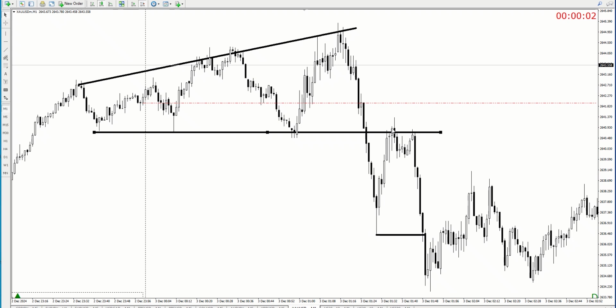As they retested, I waited. They gave me this. I waited. Okay, I waited, and then this is eventually what they gave me. They gave me a super big candle. Okay, so this is the candle I actually took. Okay, this is the candle I actually took during the Asian session.